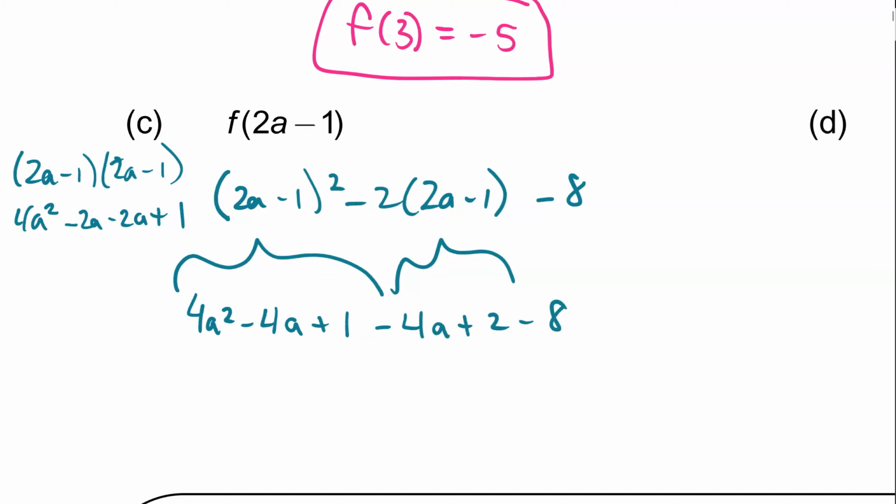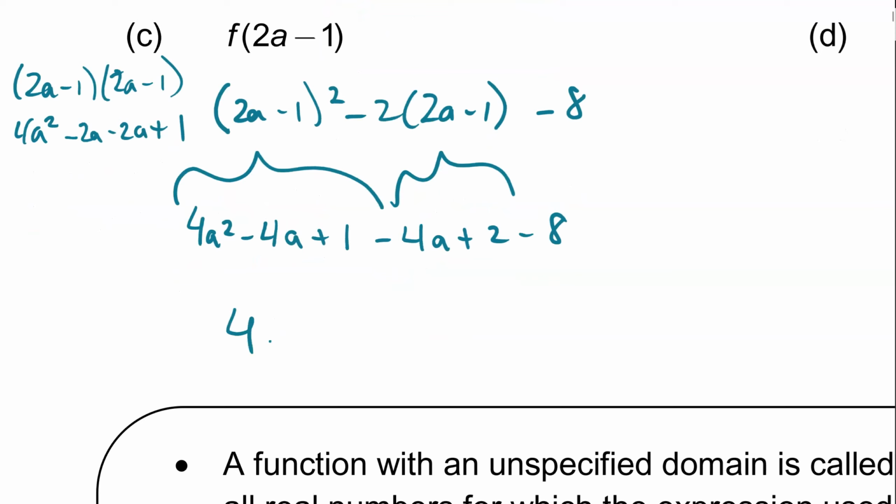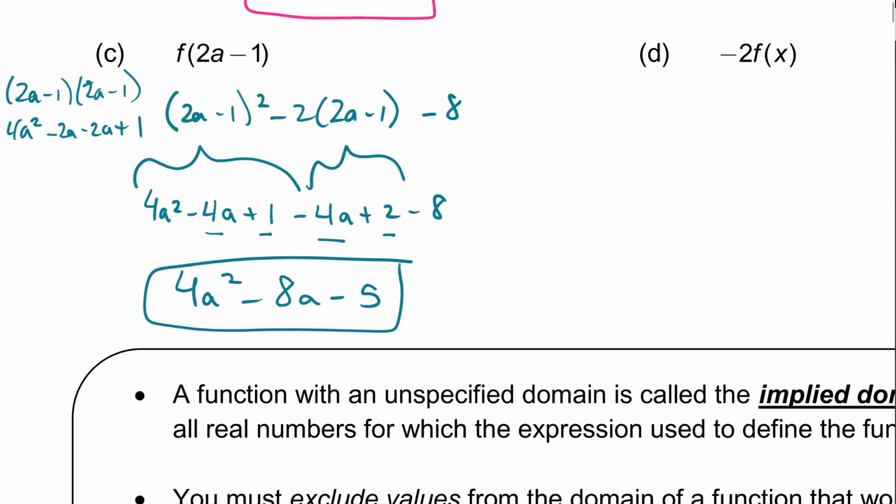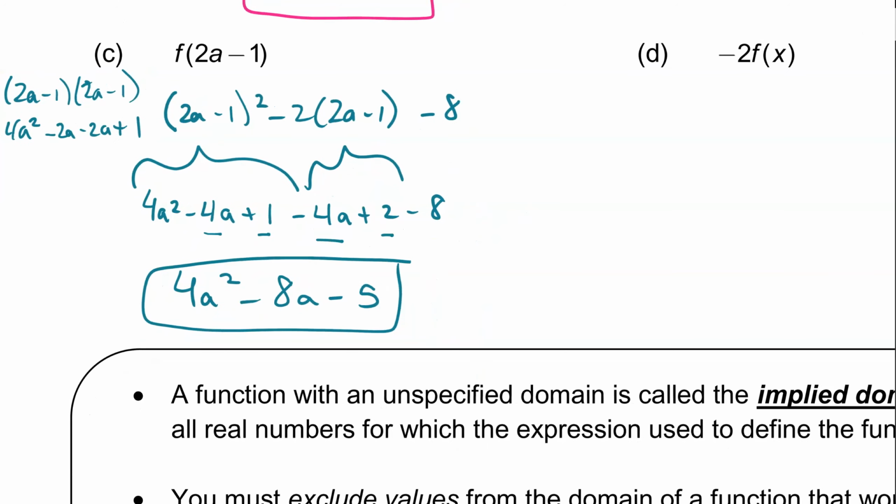So I can't box this because there are like terms I have to combine. I have 4a squared, minus 4a, so negative 8a, plus 1, plus 2 is 3. 3 minus 8 is negative 5. Did we have any problems with this one? No? Okay, cool. If you did, when I have you work in class, I want you to work with the people next to you. Between the two of you, I feel like you would be pretty solid.